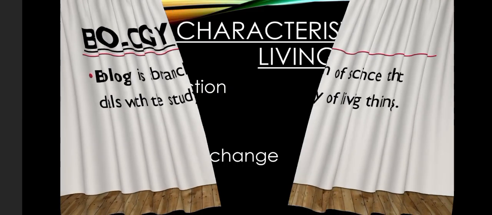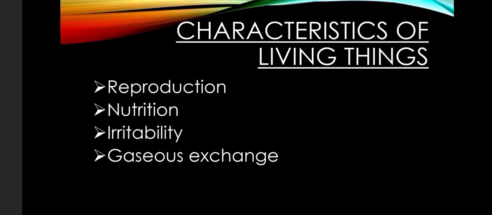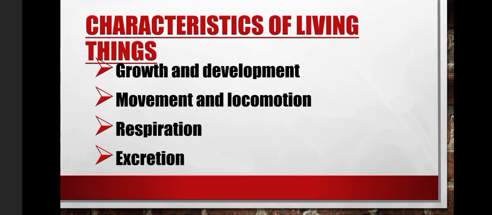Grade 7 learners, I want you to understand that these organisms that you are calling living organisms normally have certain characteristics in common. A characteristic is a distinguishable feature that an organism has. The characteristics shared by all living organisms include number 1, reproduction, number 2, nutrition, number 3, irritability, number 4, gaseous exchange, number 5, growth and development, number 6, movement and locomotion, number 7, respiration, and finally, number 8, excretion.